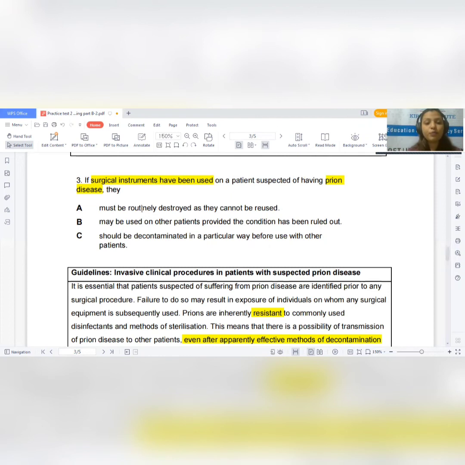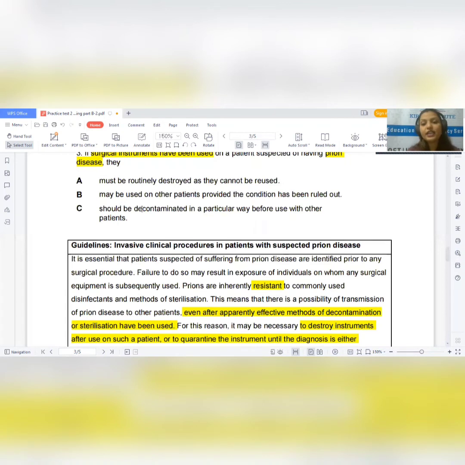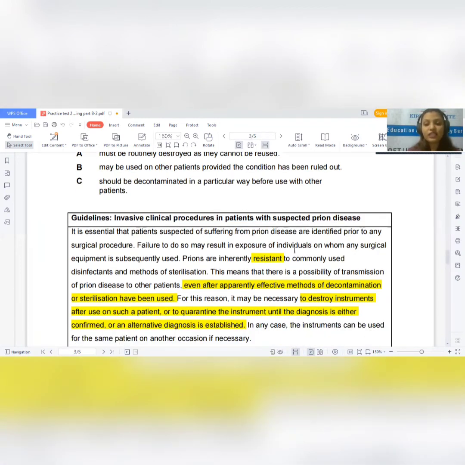Now let us move to B: may be used on other patients provided the condition has been ruled out. This is the correct answer, but how? I will let you know. Let's read C first: should be decontaminated in a particular way before use with other patients. However, if we read the text, it is clearly mentioned that it is resistant to commonly used disinfectants or methods of sterilization.